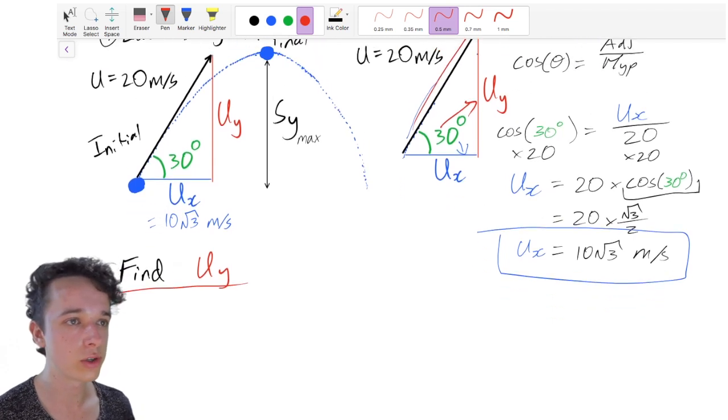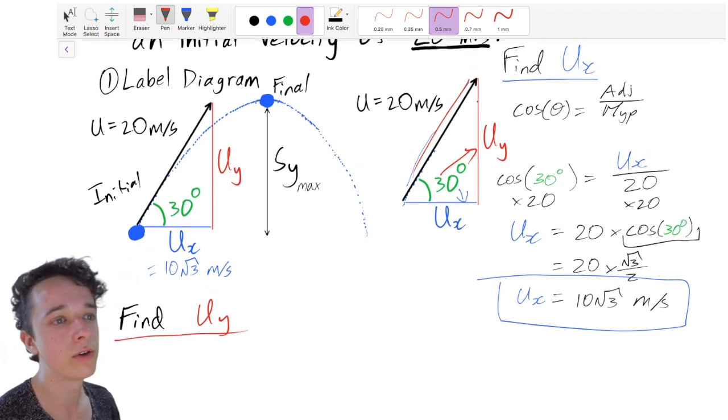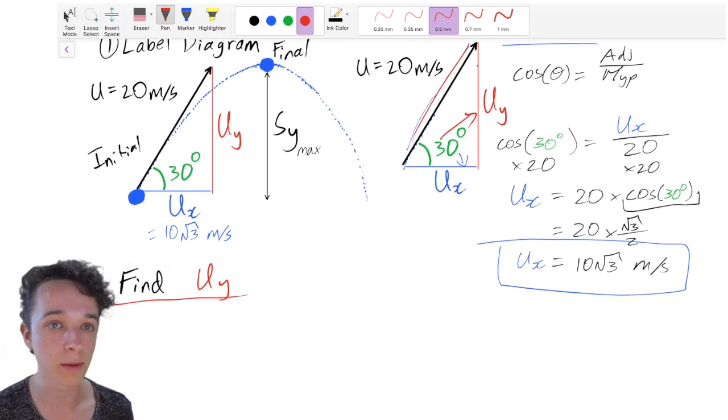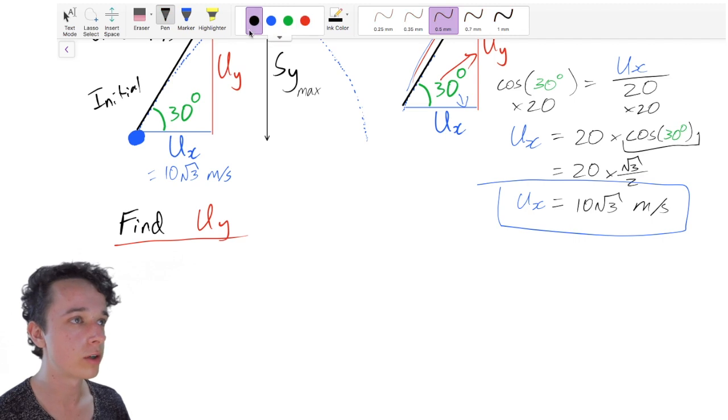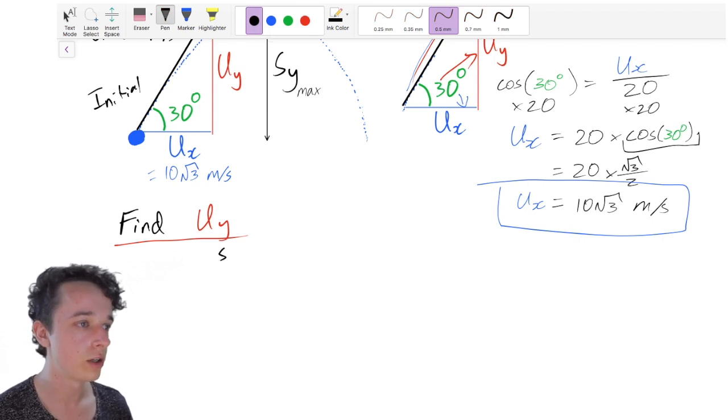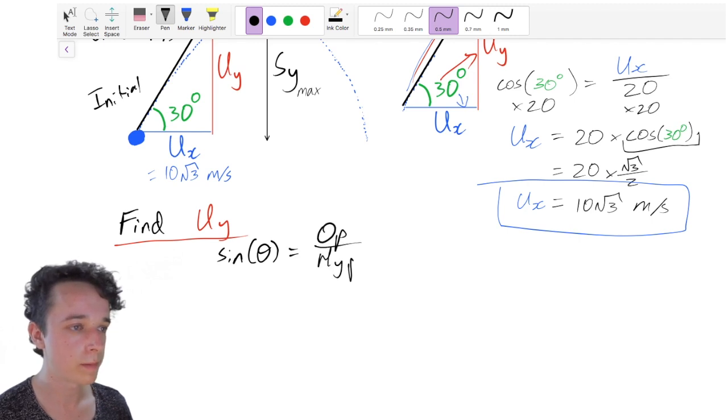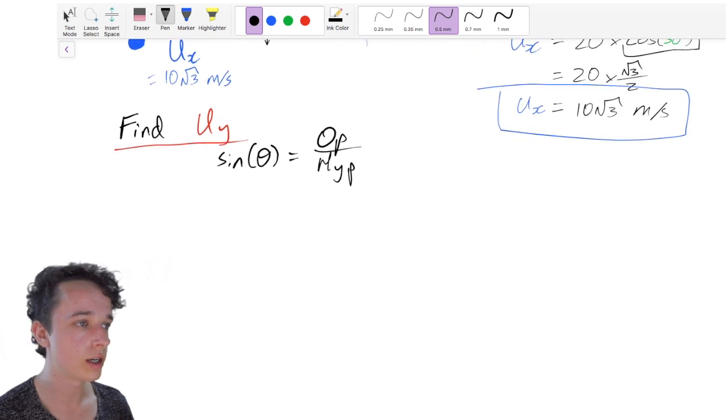And so what's the trigonometric function we use when we have the opposite of an angle and a hypotenuse? Well, if you remember your trigonometry, that is sine. So sine of theta is equal to opposite over hypotenuse. In this case, our angle theta is 30 degrees.